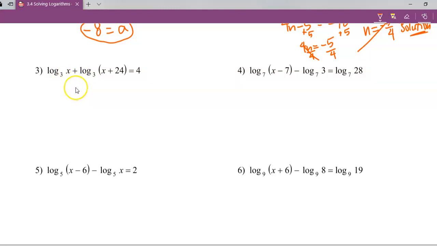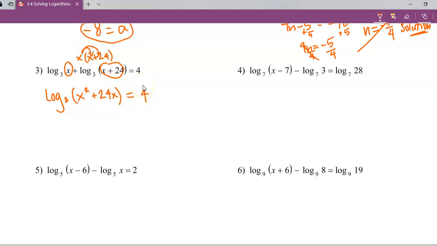Remember our properties of logs that we talked about last time? If I have a plus between 2 logs with the same base, I can condense those into one log, base 3. I would take the stuff inside this log and the stuff inside this log, and I would multiply them together. So that's going to give me x squared plus 24x, right? I'm just multiplying x times x plus 24. And if I carry that x through, that gives me x squared plus 24x. And then this is equal to 4.